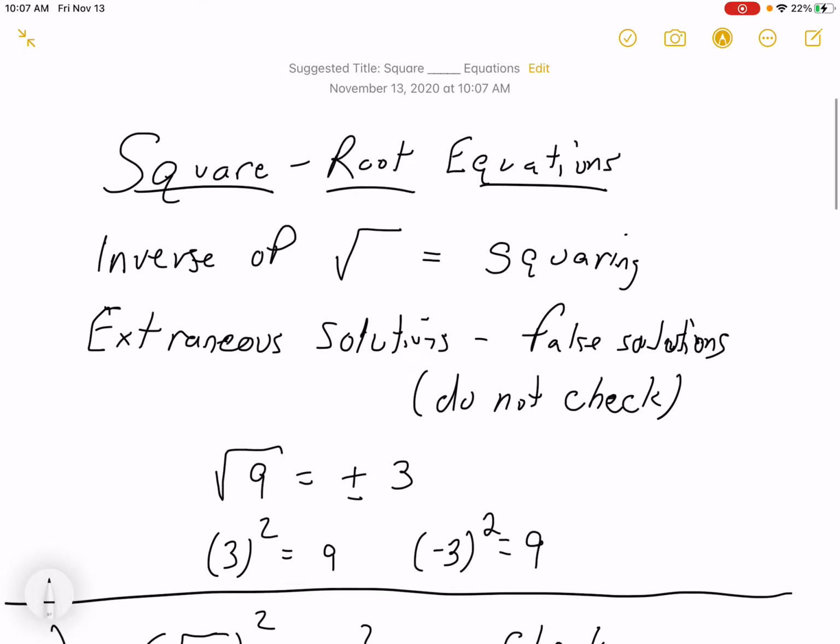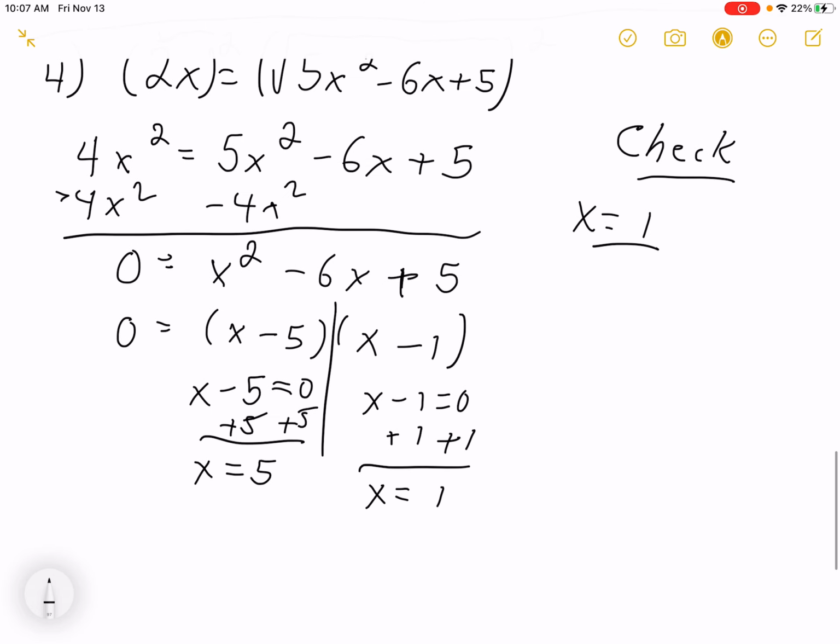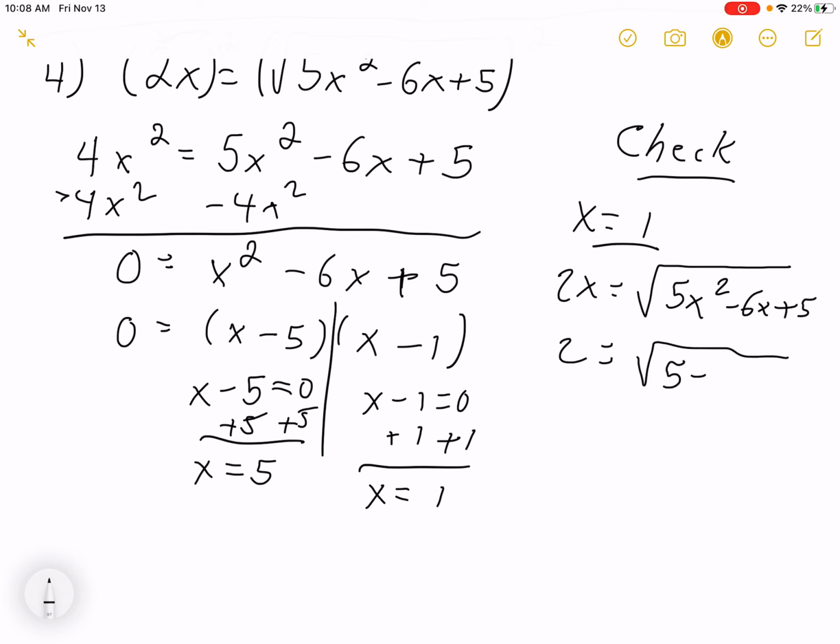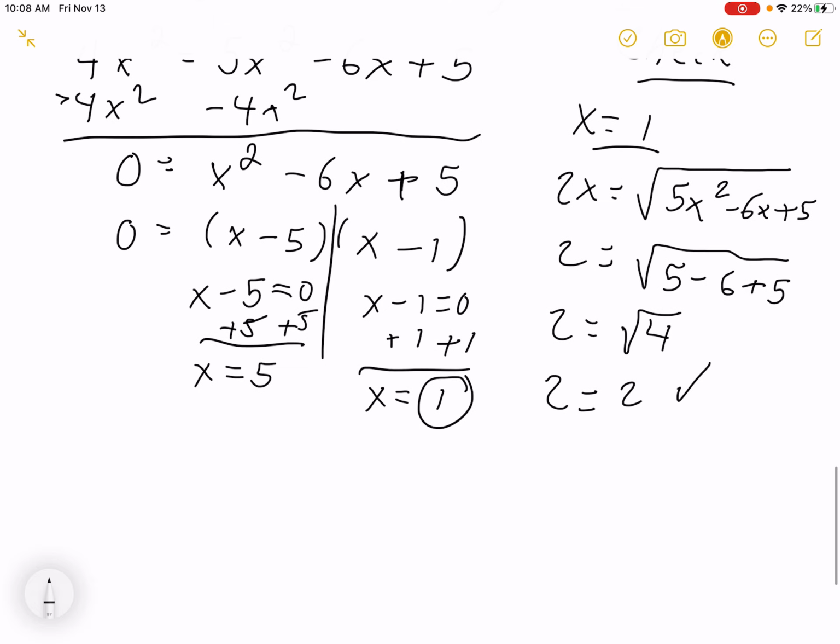So our equation was 2x equals square root of 5x squared minus 6x plus 5. So 2 equals square root of 5 minus 6 plus 5. 2 equals, that's going to be square root of 4. And yeah, 2 is equal to 2. So the 1 checks out. It's not extraneous. Let's check the 5.